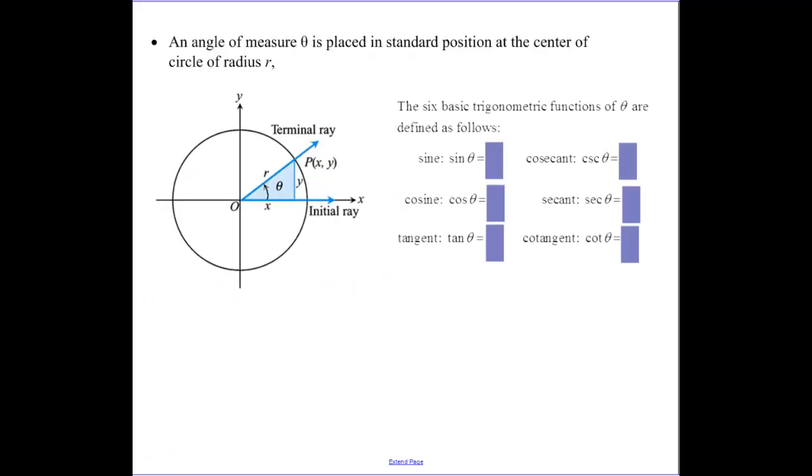Okay, review of basic trigonometric functions. So an angle measure theta is placed in standard position at the center of the circle. So here's theta. And we have our terminal side ending at some point (x, y). The sine of the function, remember, is going to be y over r, or opposite over hypotenuse. Cosecant's the reciprocal of that function. Cosine is x over r. Secant is the reciprocal of cosine. And tangent is y over x. Cotangent is going to be x over y. So that's just a real quick review.